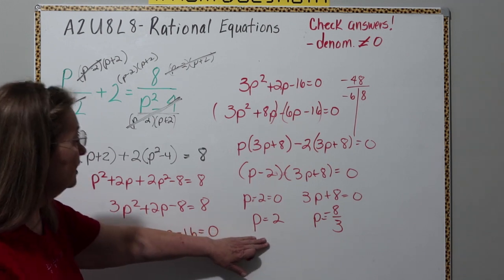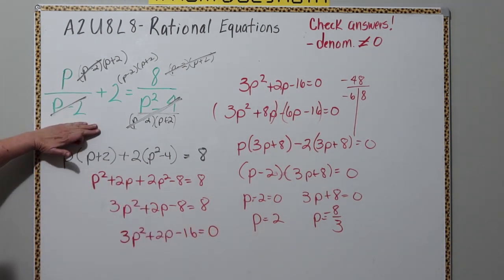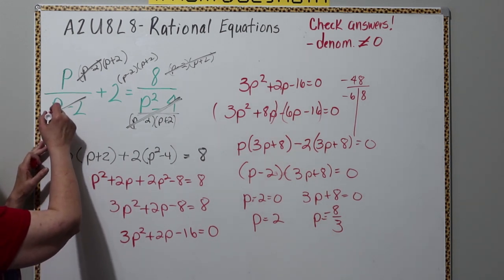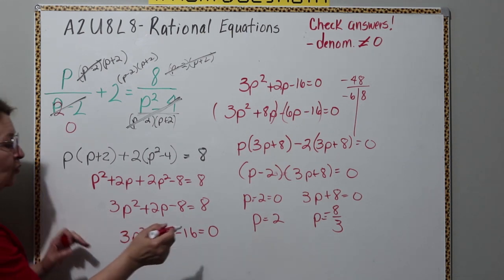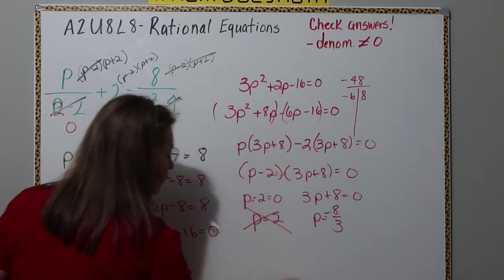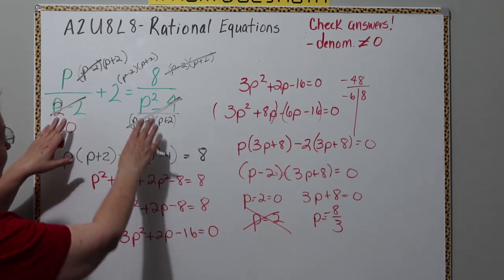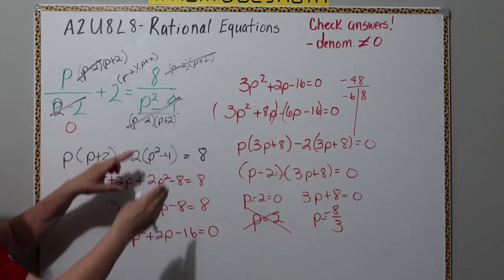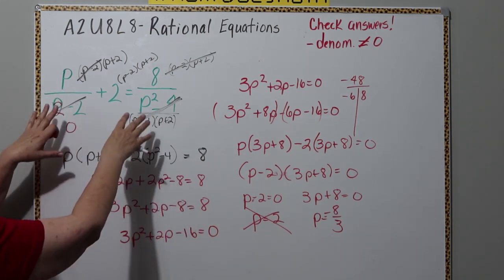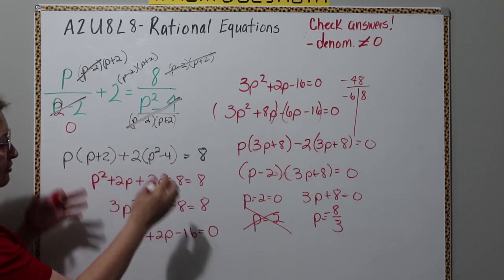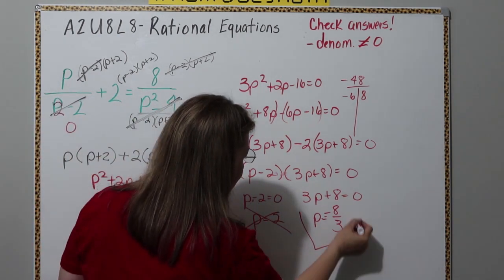If I take p equals 2 and I go up here and plug it into my original expression, what do you see happens? Right off the bat, this denominator would be 0, which is not allowed. So this one does not work. Alright, if you take negative 8/3 up here, and I'm not going to do all the math, I promise you, if you put negative 8/3 in there, you will get the correct answer.